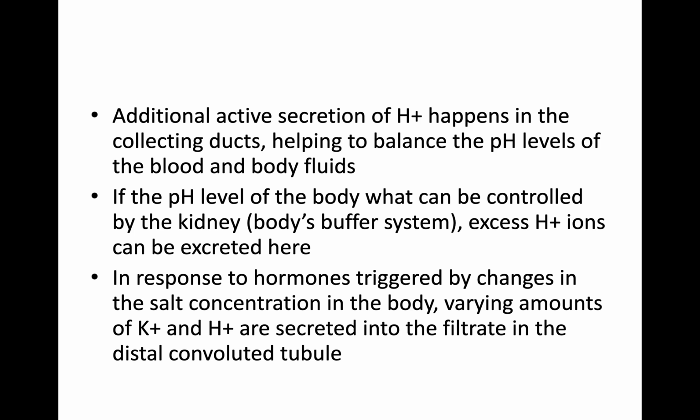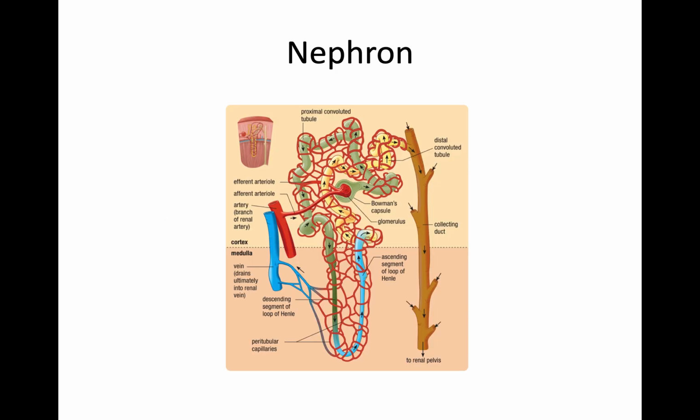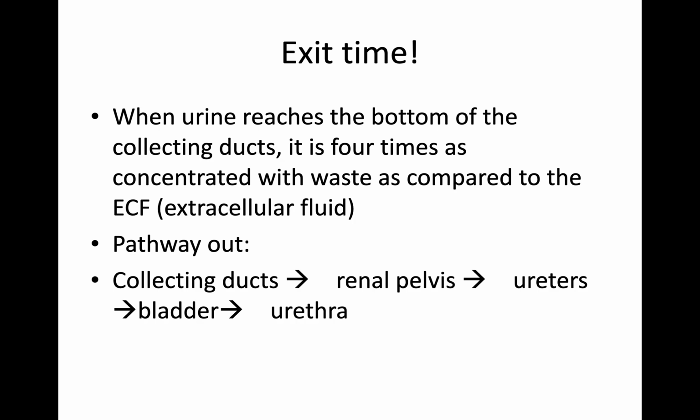Additional active secretion of hydrogen ions happens in the collecting ducts, helping to balance the pH level of the blood and fluids. The pH level of the body is controlled by the kidney, so excess hydrogen ions can be excreted here. And then varying amounts of potassium and hydrogen can be secreted in the DCT. There's the nephron. And we're almost at the end.